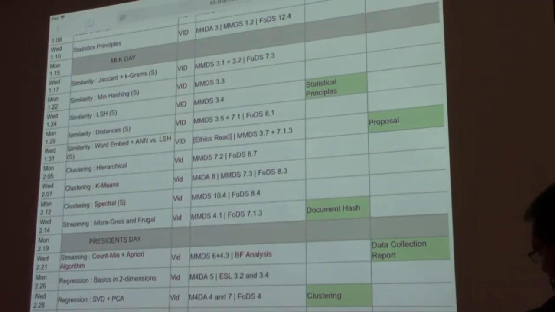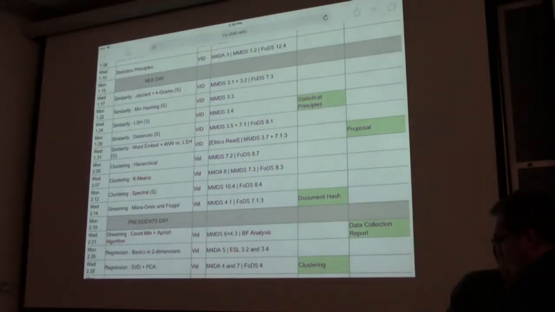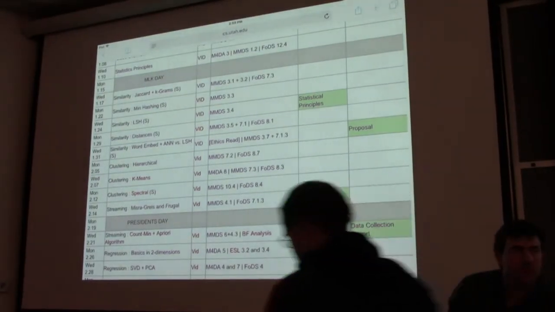Okay, but structure looks right. Okay. Thank you. Okay.